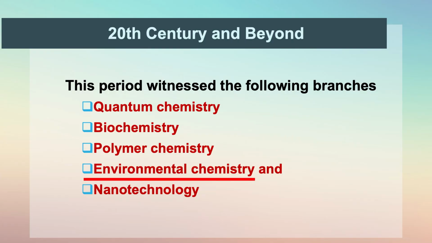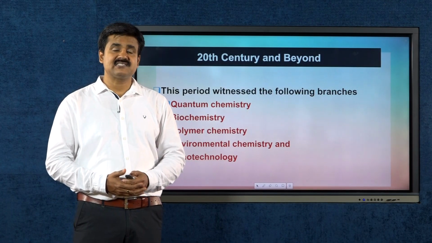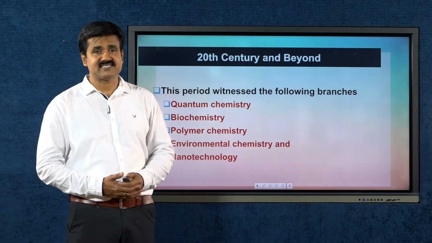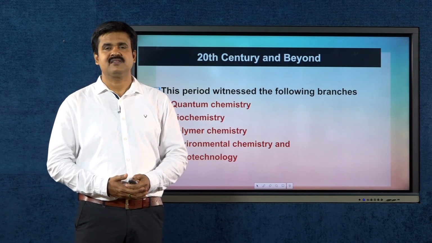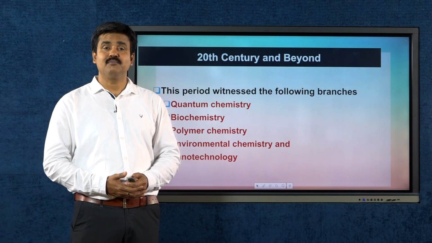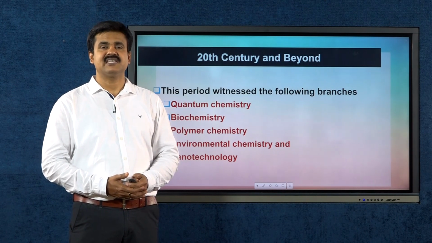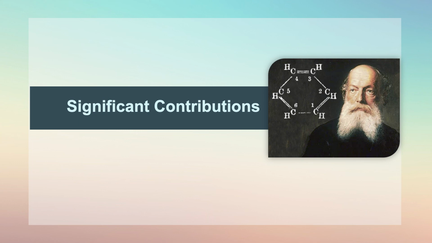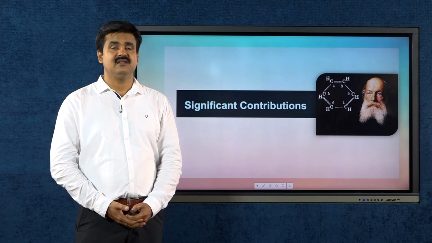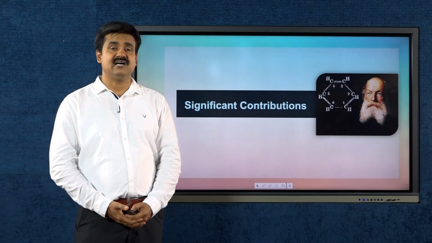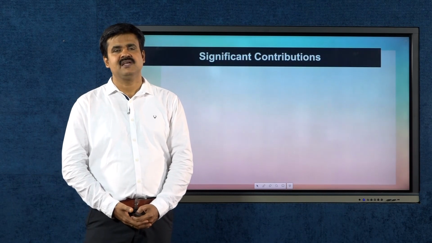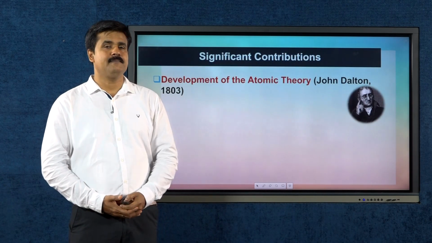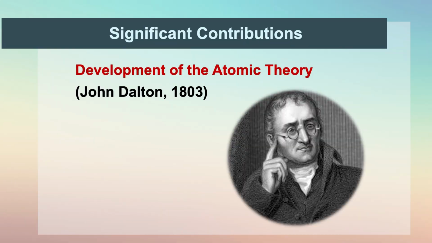Environmental chemistry and nanotechnology or nanochemistry are two recently developed but most promising branches of chemistry. Thus, there are 5 important stages in the history of chemistry. Now we are focusing on significant contributions in chemistry which helped in the development of chemistry as a scientific discipline. The significant contributions include development of atomic theory by John Dalton.